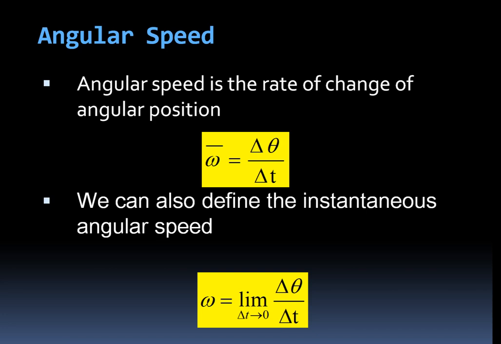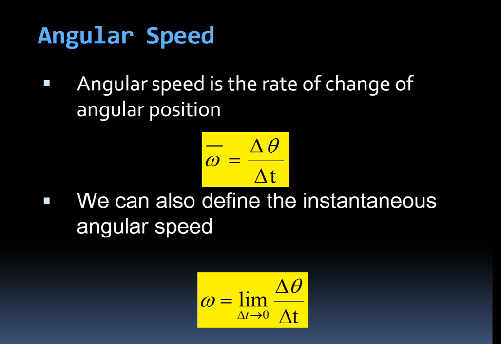Suppose we consider an example, car A and car B. Suppose car A covers a distance of 30 degrees in 1 second, and car B covers a distance of 60 degrees in 1 second. So which has the larger angular speed? Definitely car B has a greater angular velocity.